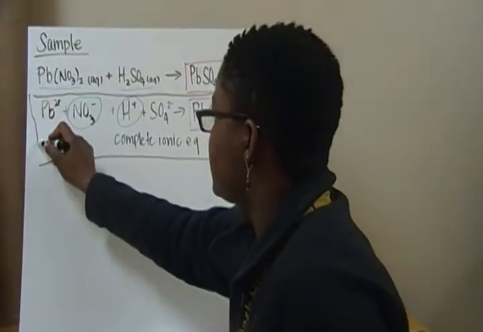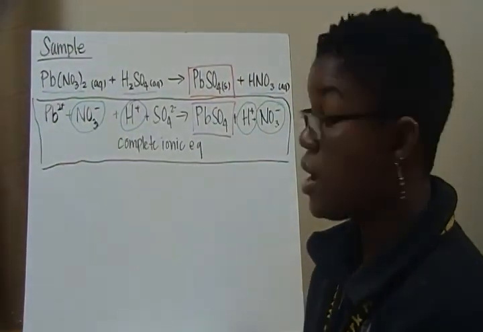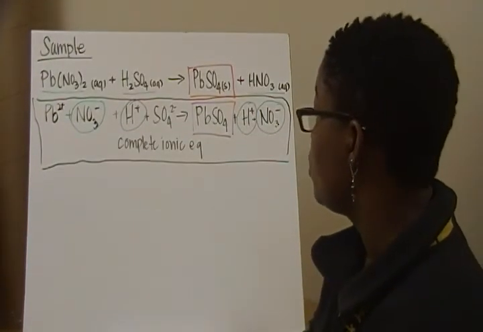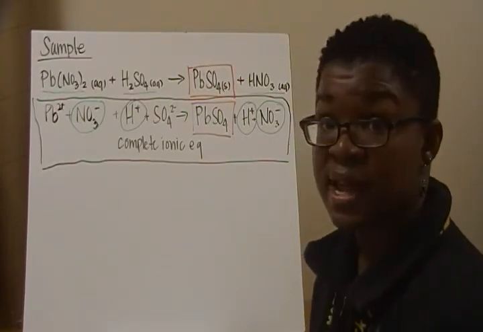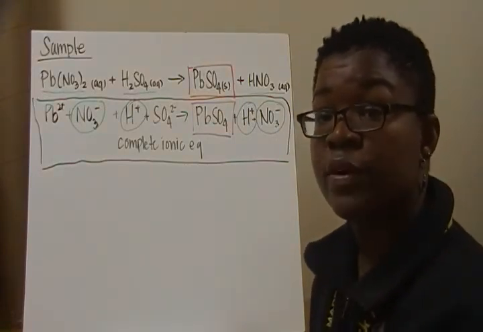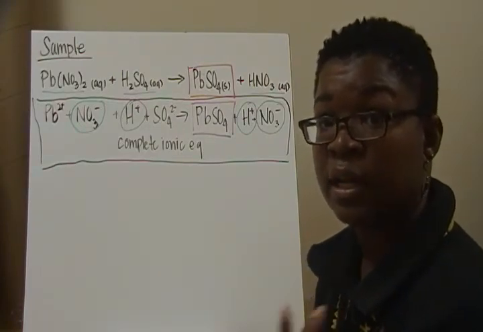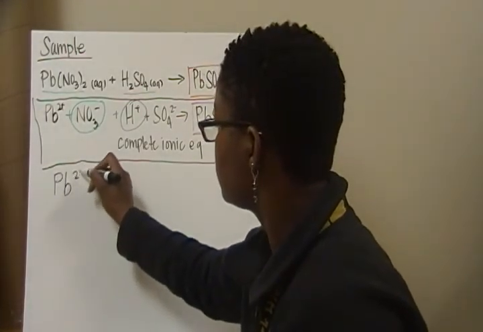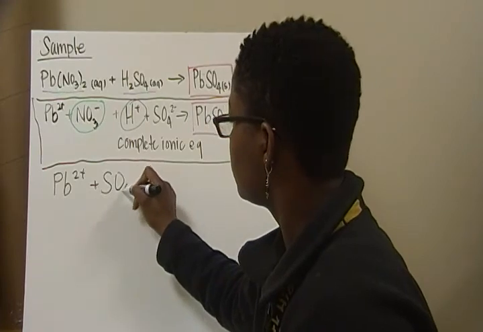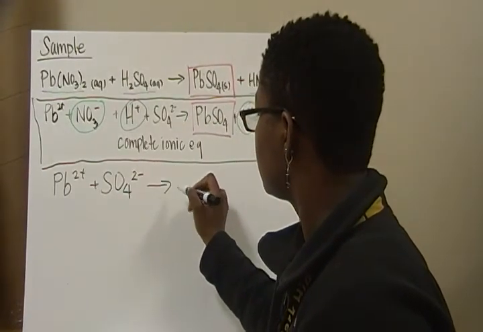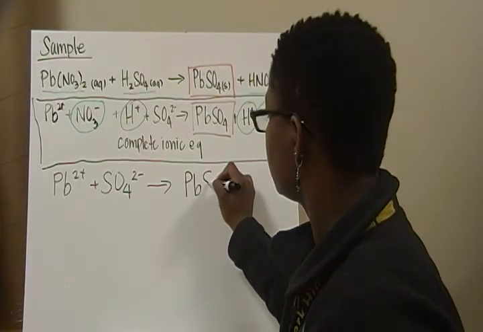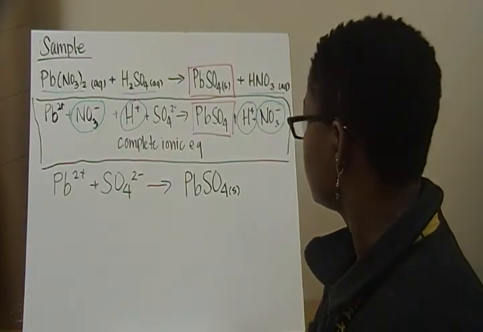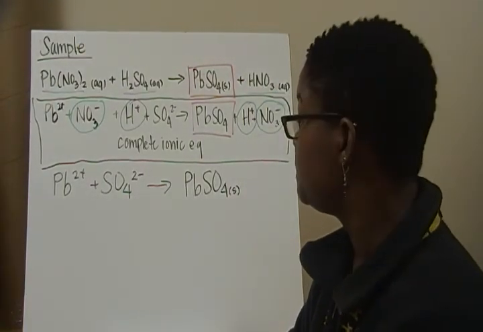Now let's move to our net ionic equation. And to get our net ionic equation, our goal is going to be to eliminate all of our spectator ions. So all the things that are circled in green, we're not going to write those twice. Pause now and rewrite this equation so that you've eliminated the things that are in green. Eliminate your spectator ions. This is what I got.